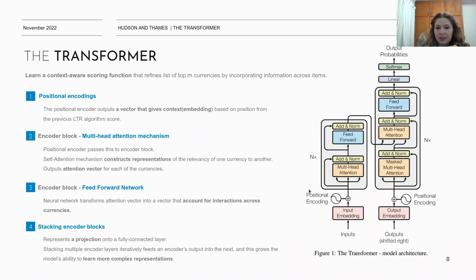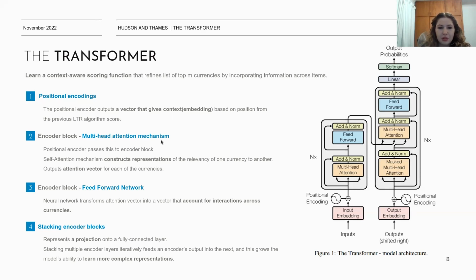And then we add positional encoding, right? It outputs a vector that gives context. So that's where the context-aware model gets its name, which is also called embedding. And this is based on the position from the previous learning to rank algorithm score. If you want to oversimplify it, you can think of it as sort of a distance metric as well. Then you take those positional encodings and pass them to the encoder block. So here we go, and then we pass it into this block over here.